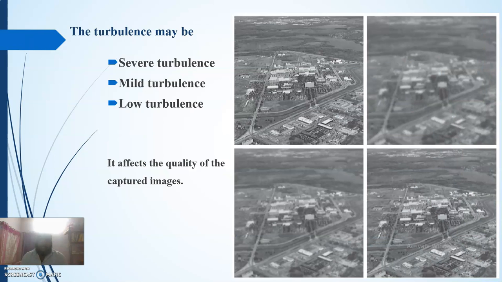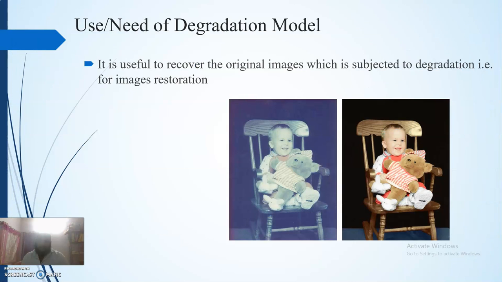The turbulence may be severe, or mild or low. The turbulence affects the quality of the captured images, because depending upon the sudden changes, the quality of the image is defined. If the turbulence is low, the quality of the picture is high. If the turbulence is high, the quality of the picture is low. So this is the relation between turbulence and degradation.